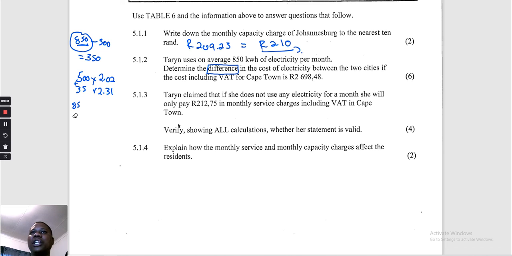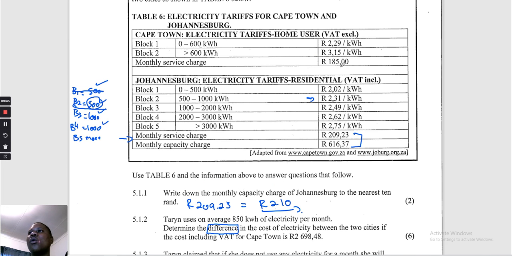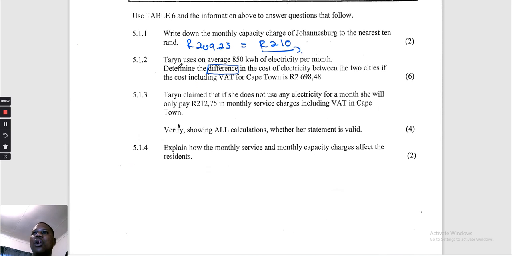So let's go and check, because she won't be using any electricity, meaning that there won't be any calculation needed to calculate how much a person will pay based on the units. So the only thing that she's going to pay is a monthly fee of 185, and you have to bear in mind that this 185 excludes VAT. So what are we going to do? We're just going to take our 185 and include VAT.